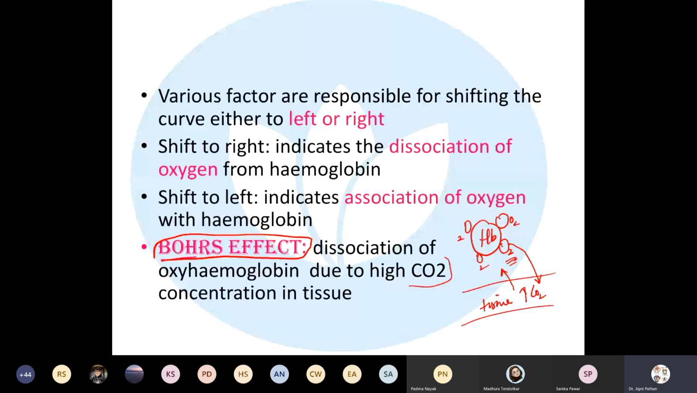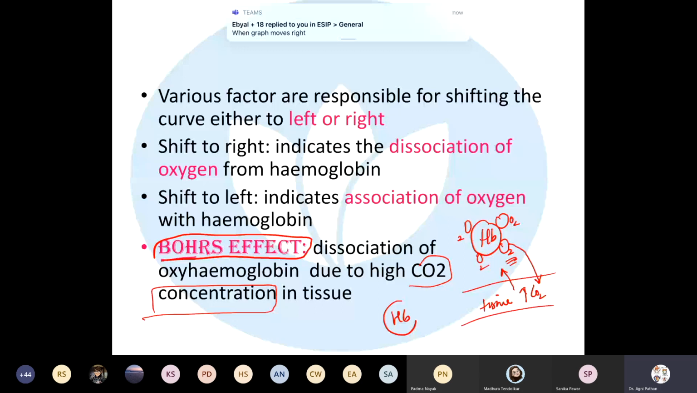Hemoglobin is bound to the oxygen, but oxygen needs to come out. When does it come out? When there is an increase in carbon dioxide. When do you think hemoglobin will associate with the oxygen? When carbon dioxide is less. Is it clear? Why does association happen in the lungs? In the lungs the partial pressure of carbon dioxide is less, but the partial pressure of oxygen is more, so there is association. What happens in the tissue?